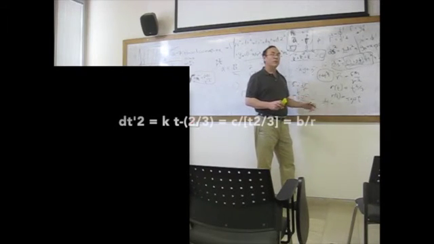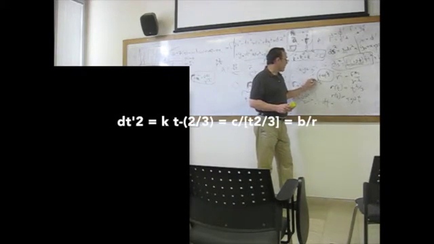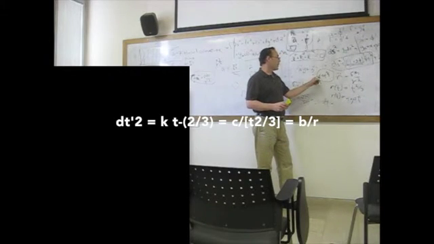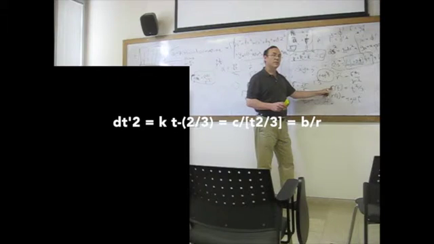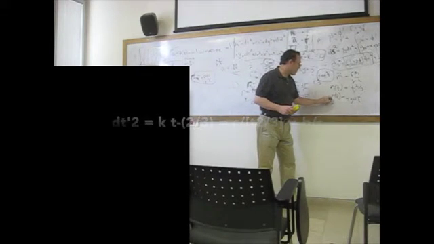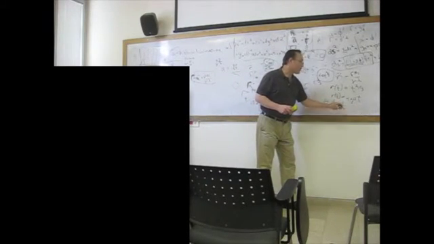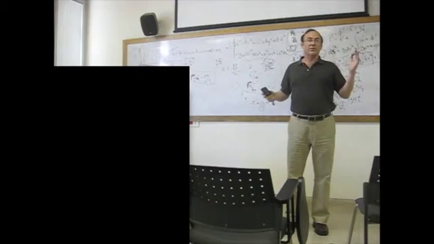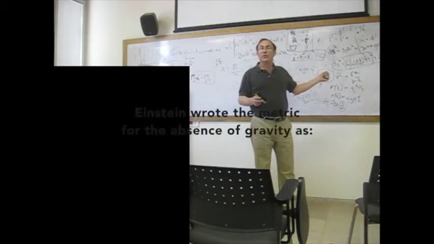What would dt' squared be? Square that and you get t to the minus 2/3, which means 1 over what it was before, which is 1 over r, right? So dt' squared will be proportional to 1 over r. And that tells you that the factor is the potential, 1 over r.